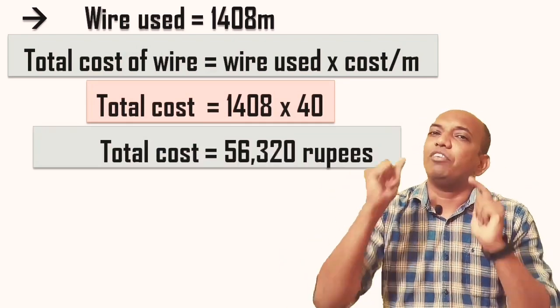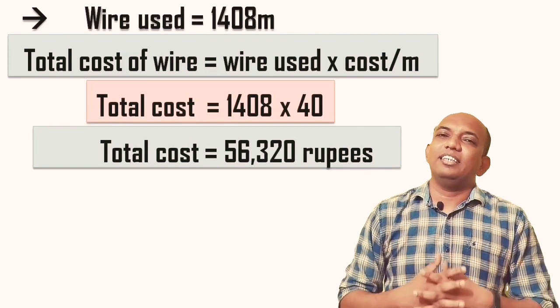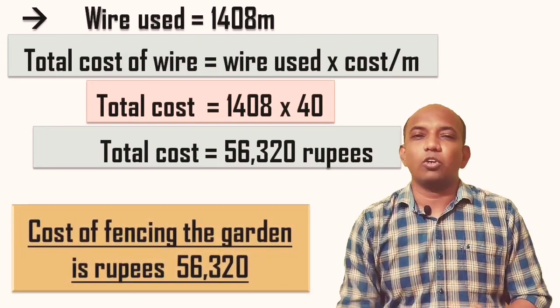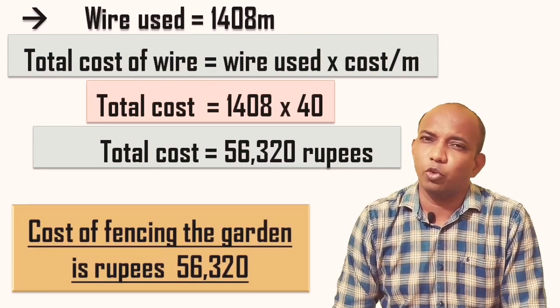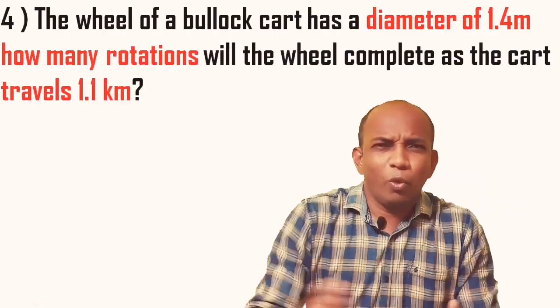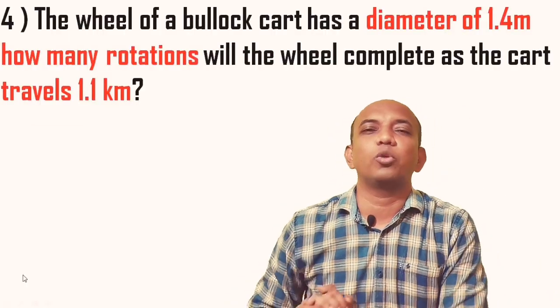56,320 rupees. Don't forget to write the final answer, and the final answer is the wire utilized in the 4 rounds. The cost of wire utilized in the 4 rounds is nothing but rupees 56,320. So boys and girls, this is the last question of the exercise on the board.